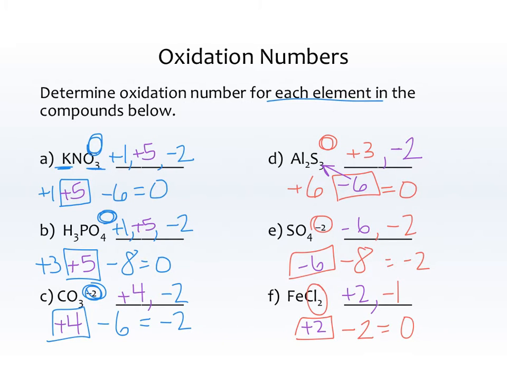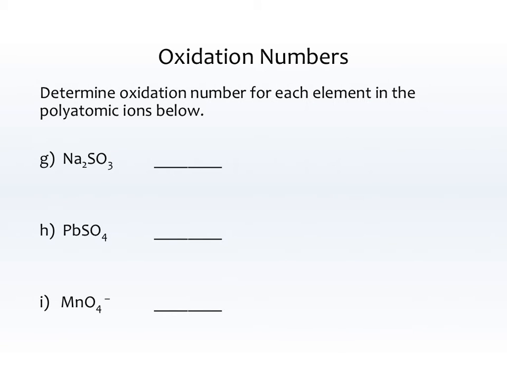Okay, let's try just a couple more. We got Na2SO3, PbSO4, and MnO4 minus. Pause your video now. Try these 3 on your own. Okay, I paused my video. Did you pause yours? Okay, Na2SO3. Since there's nothing written up in the corner, the whole thing equals 0. And then oxygen is negative 2 because I just know that automatically. Times 3 is negative 6. Sodium is plus 1 because it's an alkali metal. Times 2 is plus 2. What number, plus 2 minus 6 equals 0? And we have a plus 4.